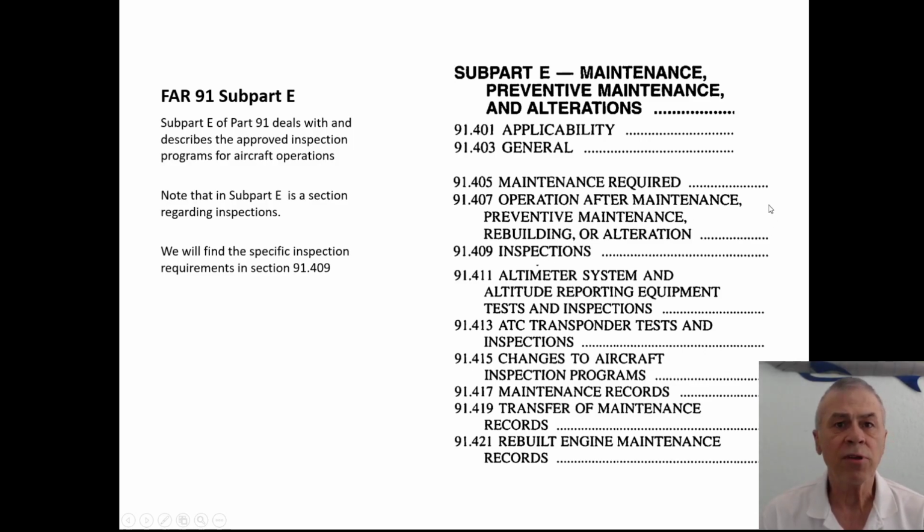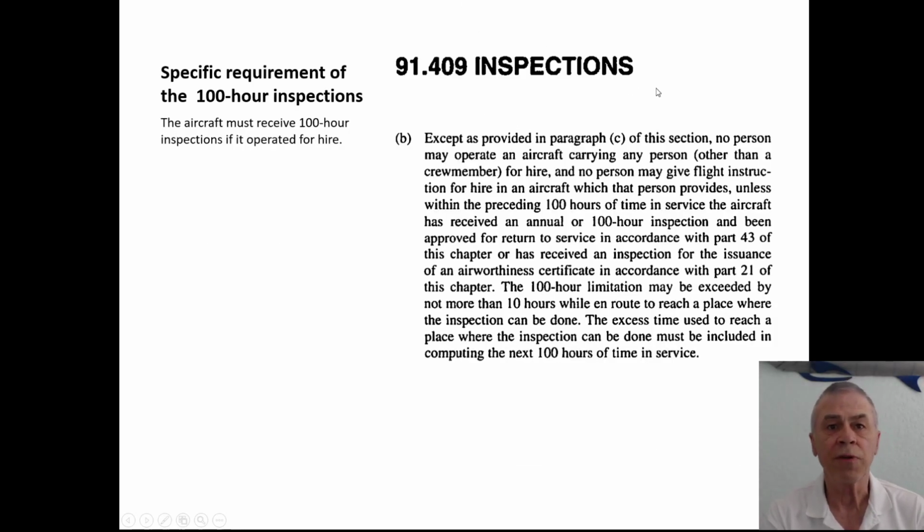It's been a while since I put together this presentation, so yeah, here's 409. So this is specifically what 91.409 provides for. And you're going to see the word 100 four times in this paragraph. Basically, no person may operate an aircraft that carries another person for hire or give flight instruction in an aircraft unless that person provides in the last 100 hours of time in service, the aircraft has received its annual, or if you're flying quite frequently, it's just one every 100 hours, and has been approved for return to service in accordance with Part 43. So this is all what 91.409 calls for.